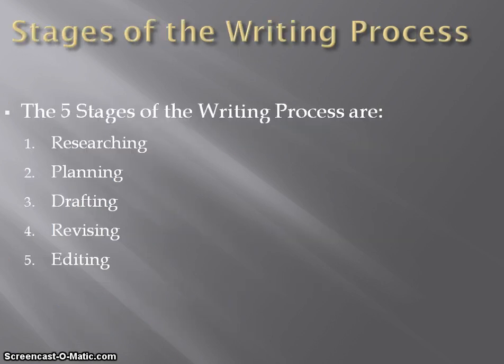Stages of the writing process. The five stages of the writing process are researching, planning, drafting, revising, and editing. If you notice, 3, 4, and 5 are essentially just redoing the same things over and over again.